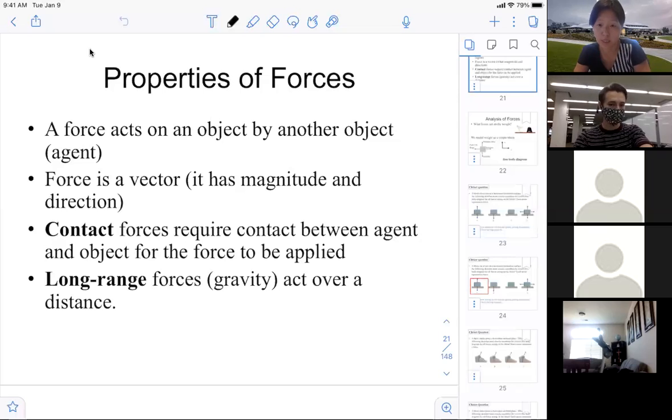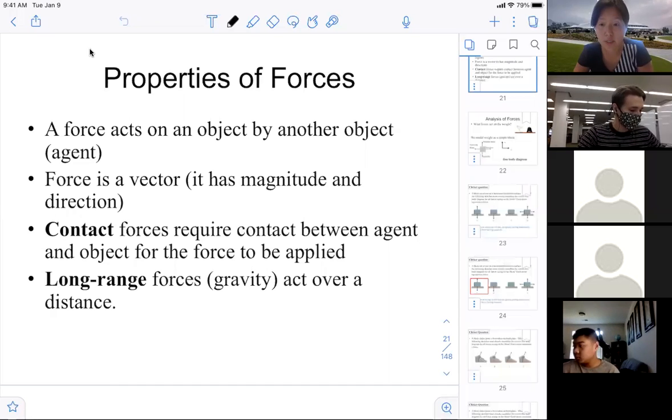Previously in kinematics, we drew a motion diagram, right? It's just a way to represent the information we're given. And here, when we have forces, we're going to draw a force diagram. So first, let's look at some properties of forces. The first of them is that a force acts on an object, always by another object. We will call that the agent of a force.